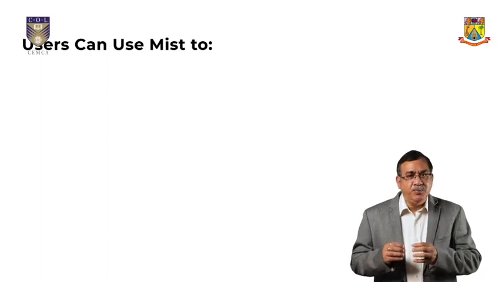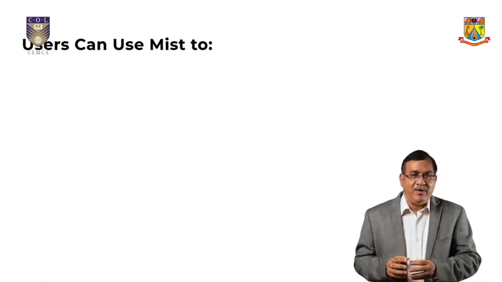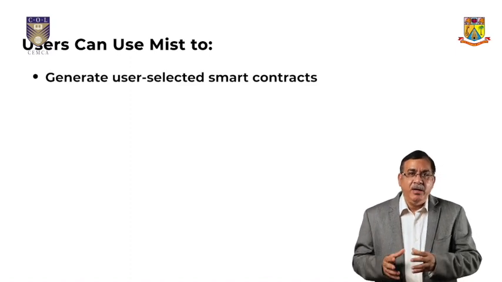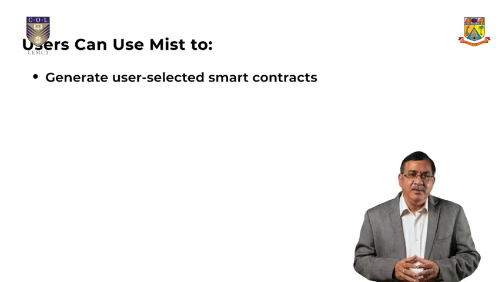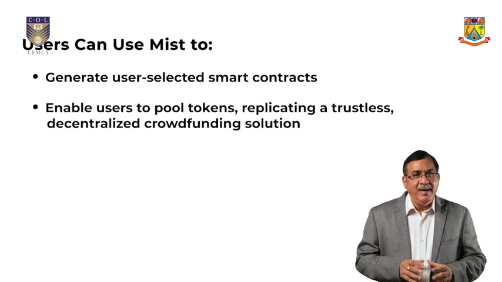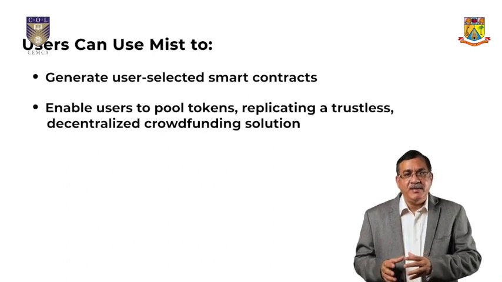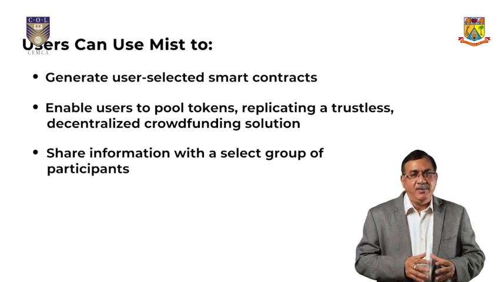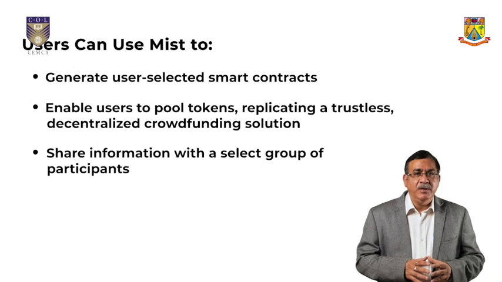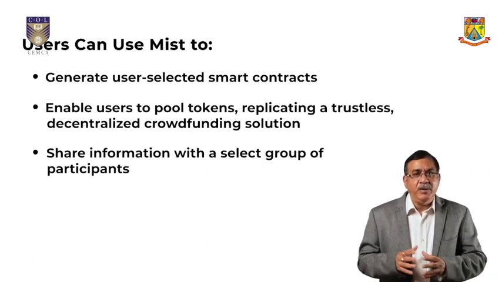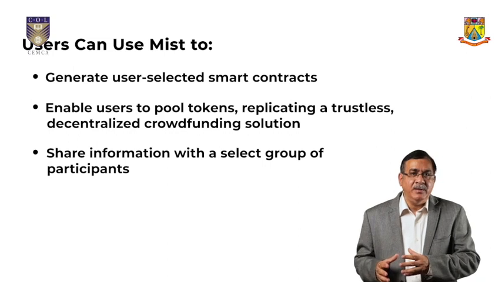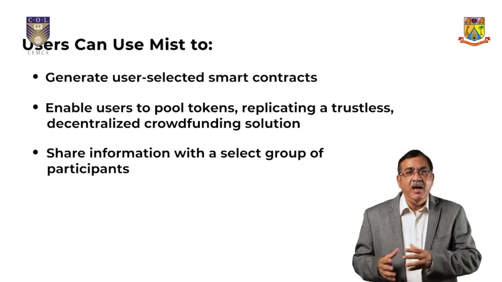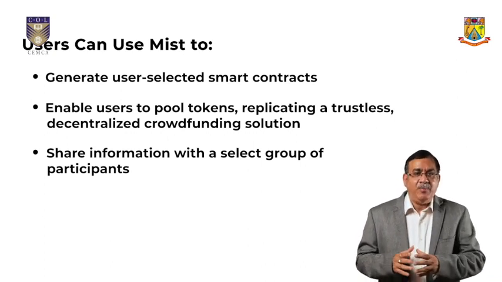The Mist browser was built on Alphabet's open source Chromium platform, and some tasks users could perform with it included generating user-selected smart contracts, enabling users to pool tokens, replicating a trustless, decentralized crowdfunding solution, and sharing information with a select group of participants. The idea was to allow people to do things right from the browser by offering them ready-made templates, build configurations and customizations, and to perform necessary actions rather than just act as an app or a website.